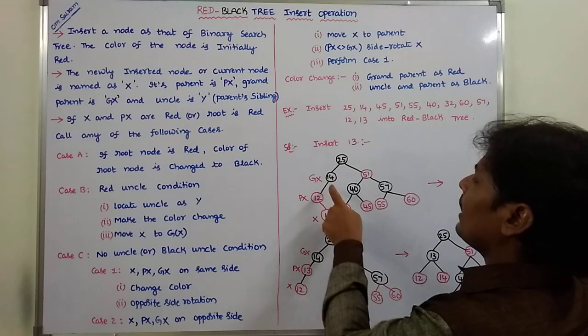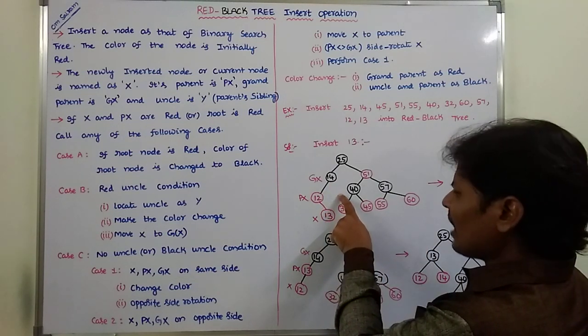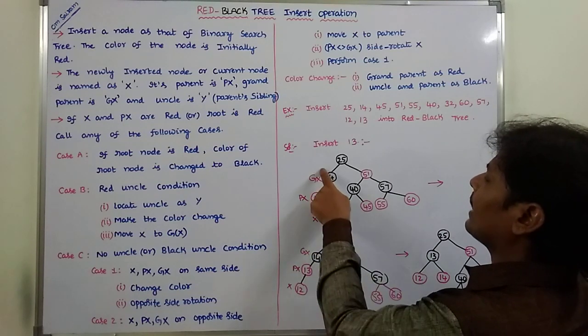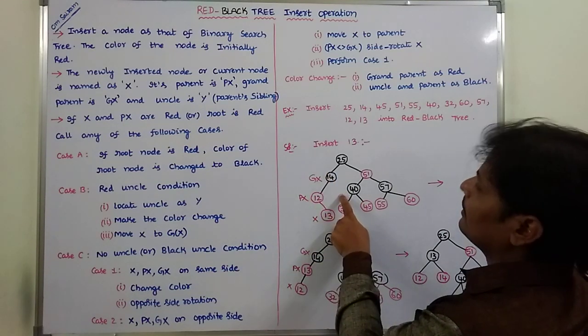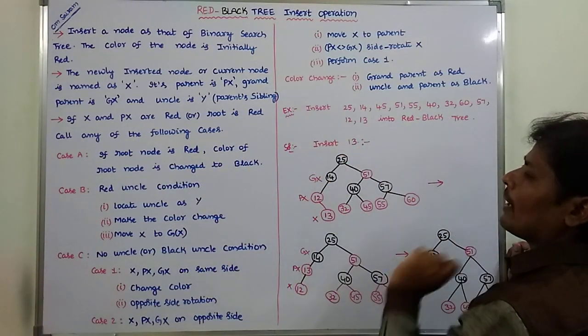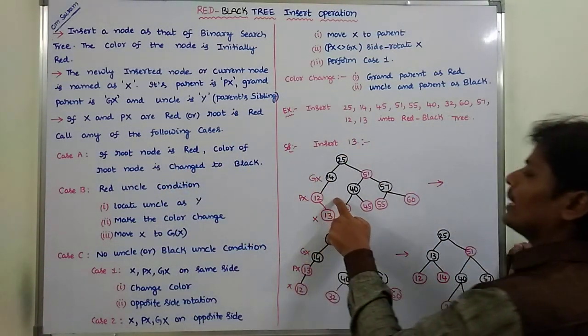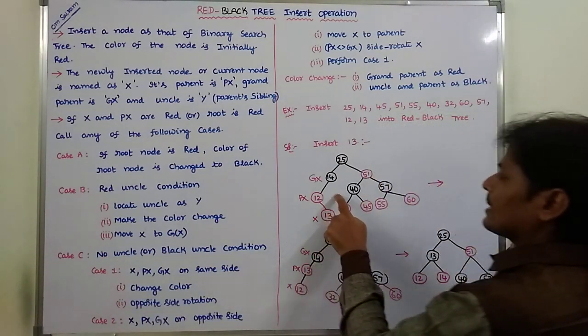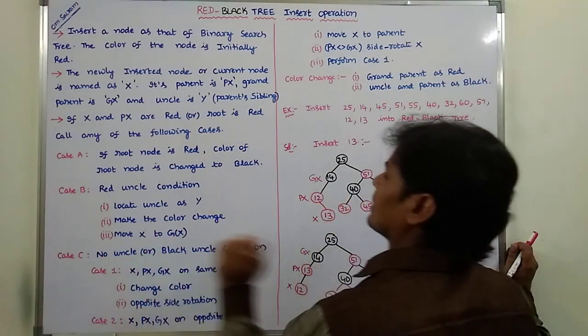Okay, so here 2 consecutive nodes are red nodes. Okay, and its uncle is not there, parent node sibling or grandparent son, it is not there. Then which condition we have to use? Root node is red, this is false. Red uncle condition, here uncle is not there. Case C, no uncle, yes, this condition is true, no uncle is there.